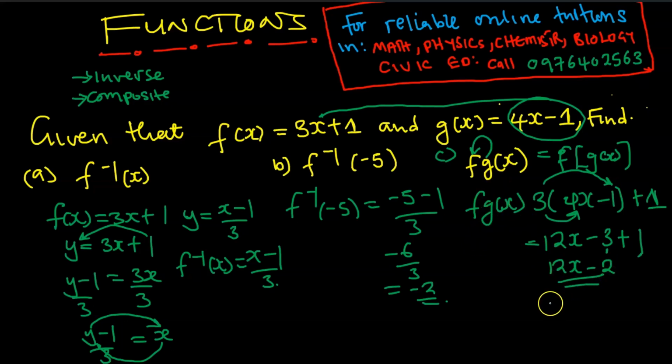If you want, you can factorize it at this point. You say 2, then you remain with 6x minus 1. That is it. So this is the function. Okay, so that is how you simply solve it.